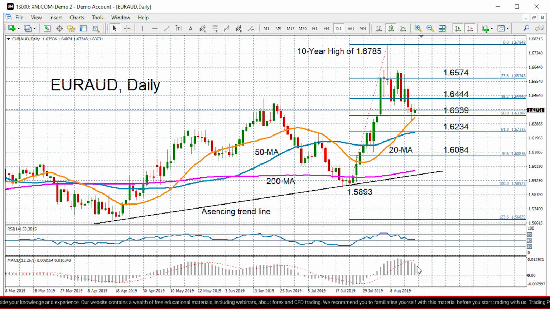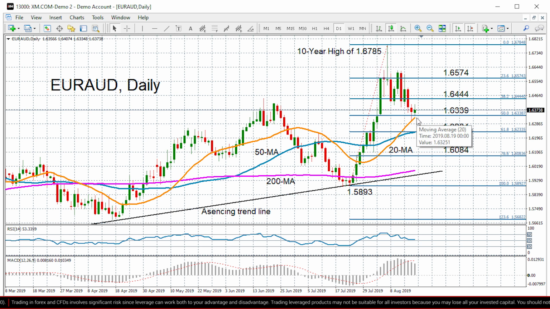It's comfortably in positive territory, so there is scope for the Euro Aussie pair to resume its uptrend. If that happens, the immediate resistance could come at the 38.2% Fibonacci at 1.6444. Above that, there's the 23.6% Fibonacci at 1.6574, before heading towards that 10-year high 1.6785.